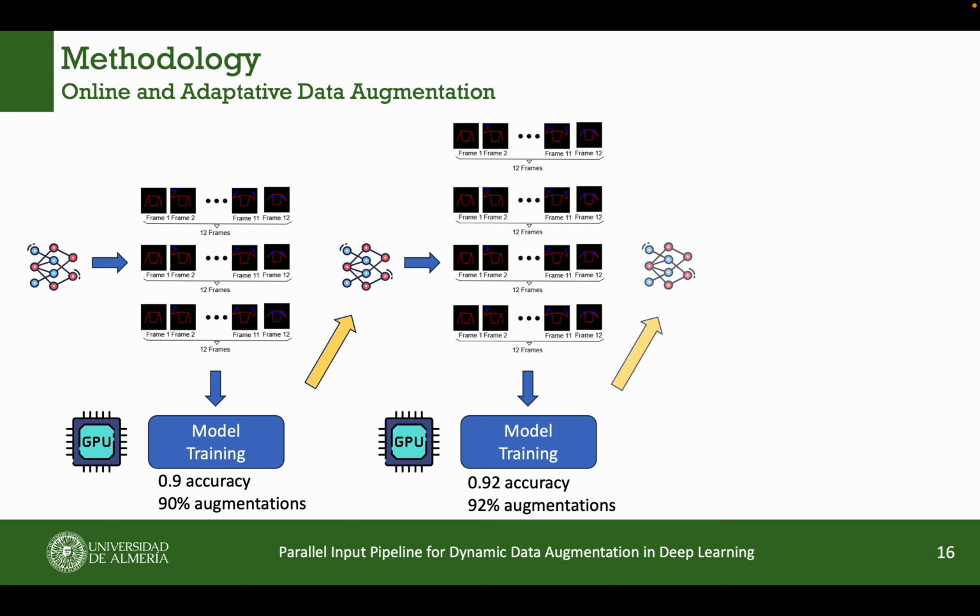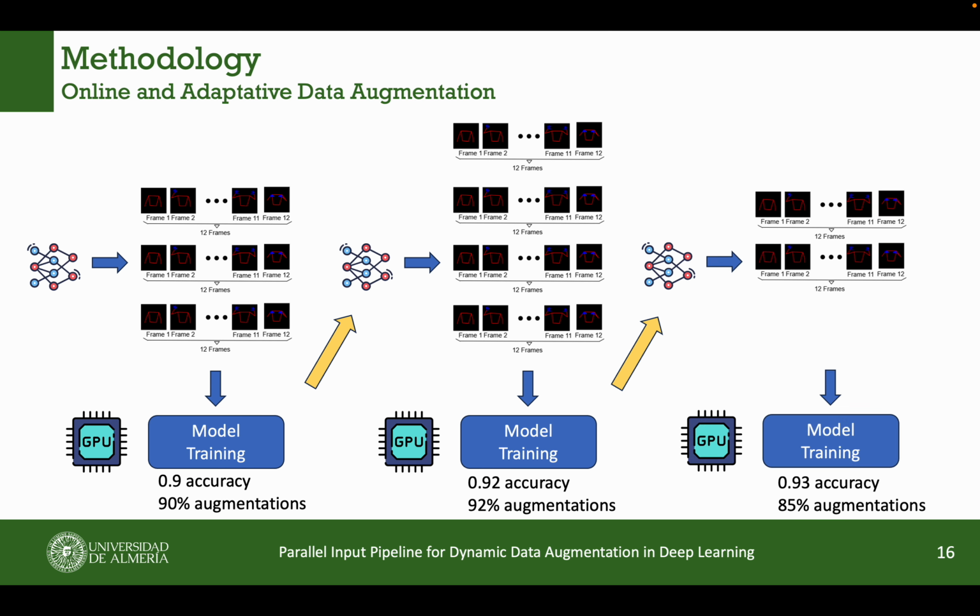So the model updates the same neural network, and in this case the neural network generates 85% of augmentation, but the accuracy is increased. So as can be seen here, the neural network is generating less, but accuracy is also increased. So the neural network may, in the following steps, reduce the number of augmentations if the accuracy is still improving.